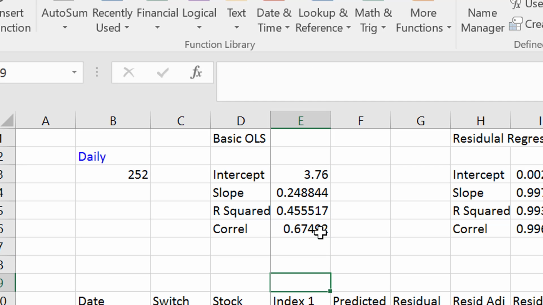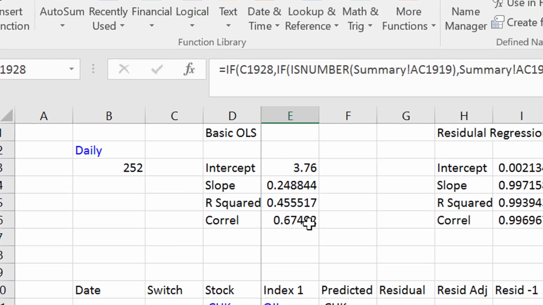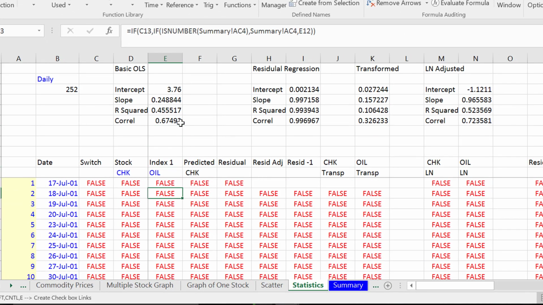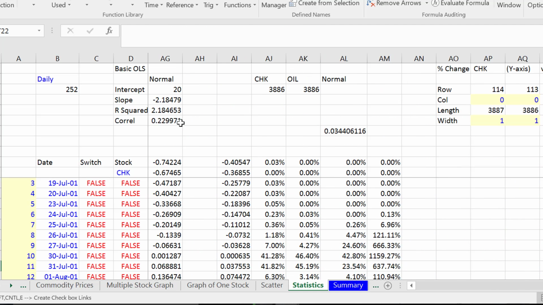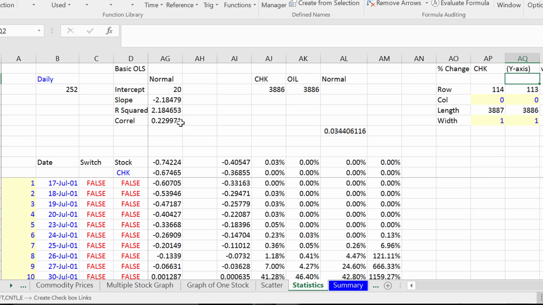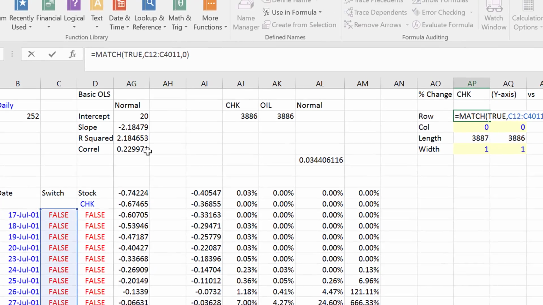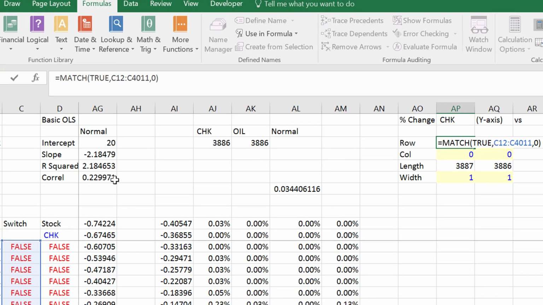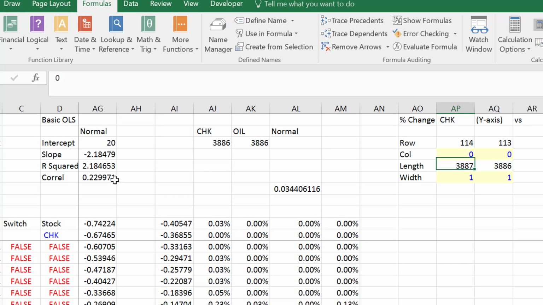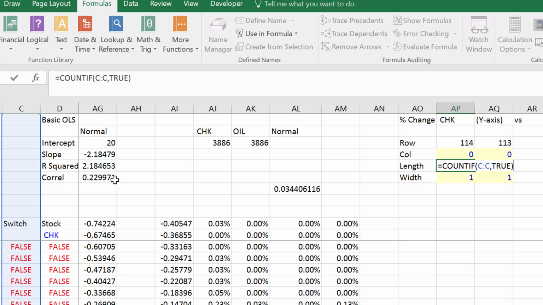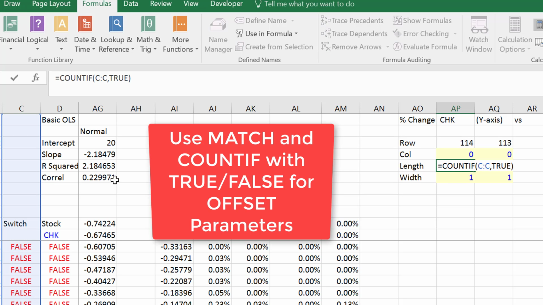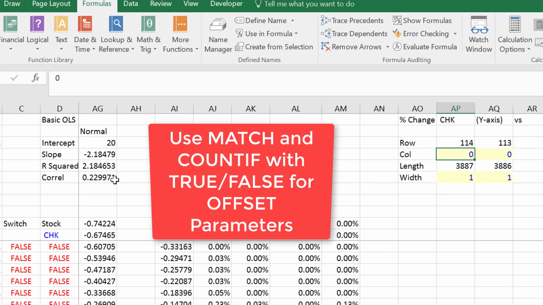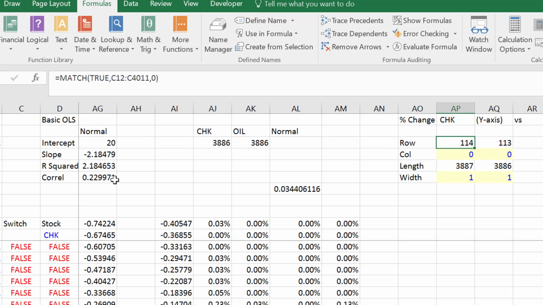Now here's one issue. I used a dynamic range name that changes depending on when this true-false thing changes. Now to do that, I said, well, let's just match the true. In the very first column, which goes from column 12 to 4,000, let's find the first true. That's the starting point. And the length is, just count how many trues there are. That's pretty tricky. And then we use these as parameters in the offset function, which asks for the first row, the first column, the length, and the width.